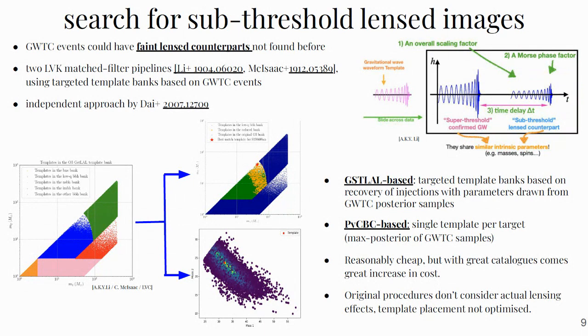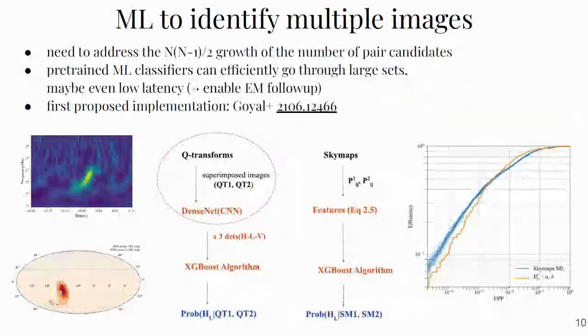And also these two current pipelines are not really optimal. They're just the minimal modification of these pipelines to work for this case, but you can also optimize them a lot in how template placement is done, and including these actual lensing effects of the phase shifts and so on. And at that point it gets arbitrarily complicated, and maybe some machine learning or generic approach could help in this case. So let's talk about this general problem of identifying multiple images and how machine learning can help there.